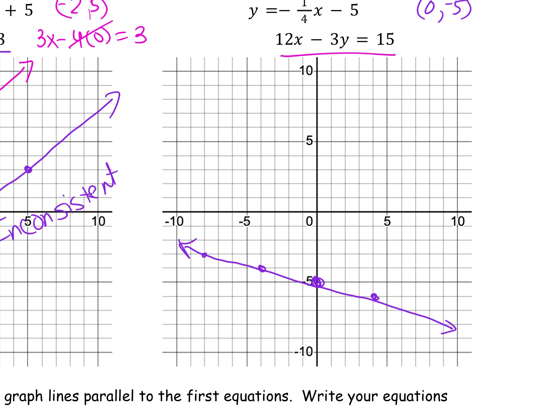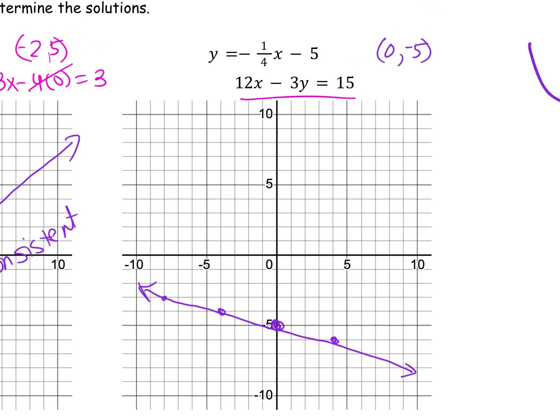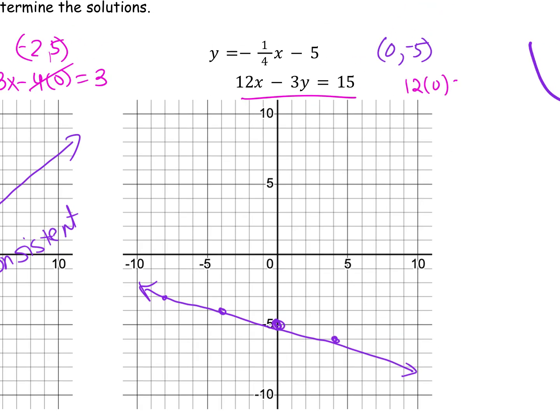This one right here, do you see an obvious intercept, x or y? We could totally get the y by plugging in 0 for x, which would give me negative 3y equals 15. So y equals what? Negative 5. So I got 0, negative 5. So we know our intersection.